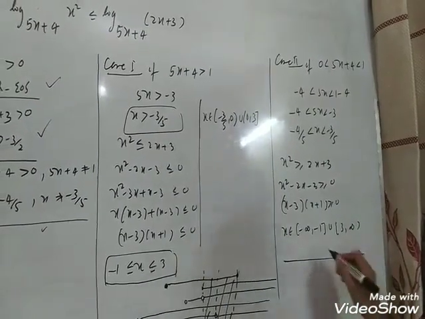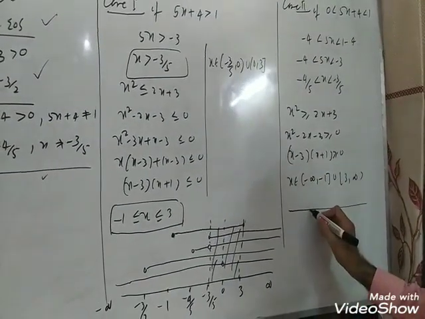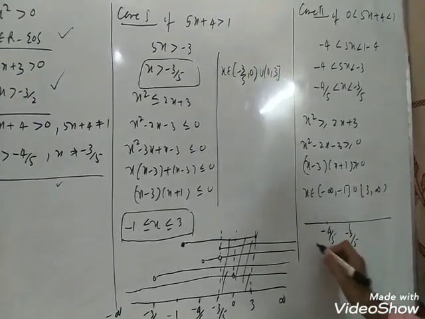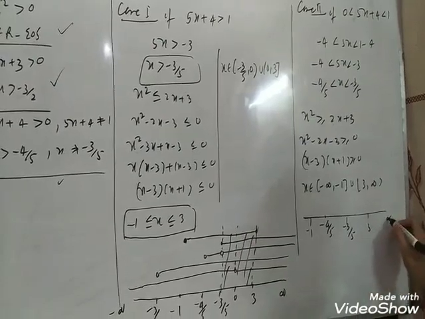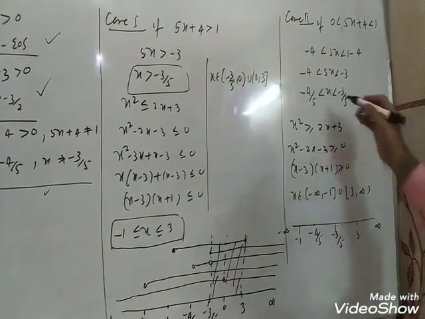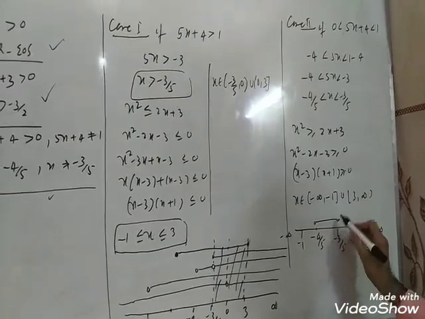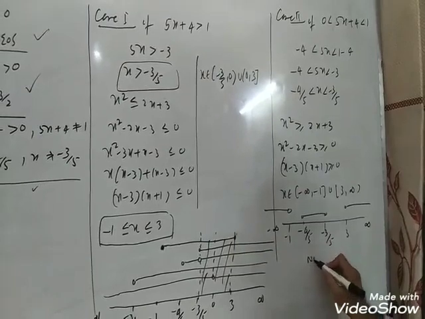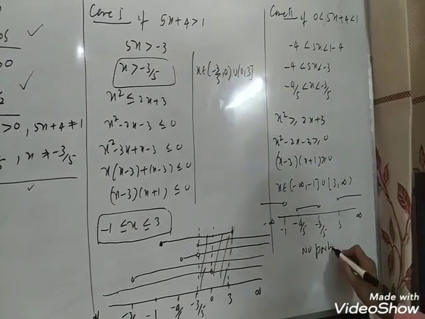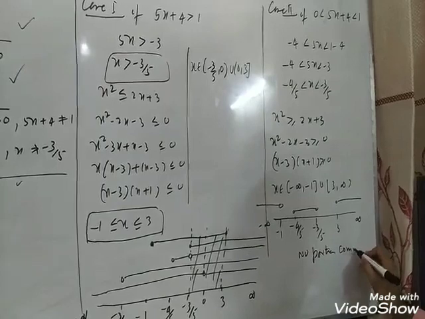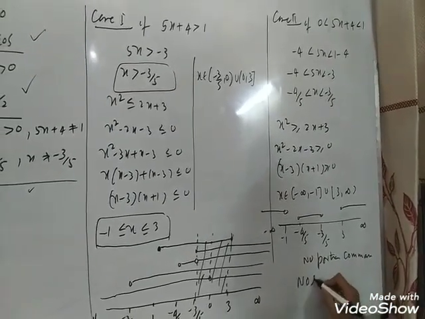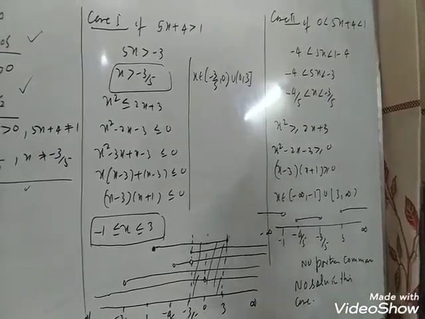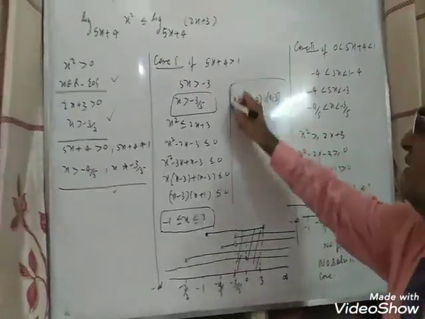So we are taking the common solution again. We are putting minus 4 by 5 and minus 3 by 5. Here it is minus 1 and here it is 3 to infinity and minus infinity. So in this case, the interval minus 4 by 5 to minus 3 by 5 and the region from minus infinity to minus 1 and 3 to infinity have no portion common. So there is no solution in this case. So whatever solution we got in case 1 is going to be the final answer.